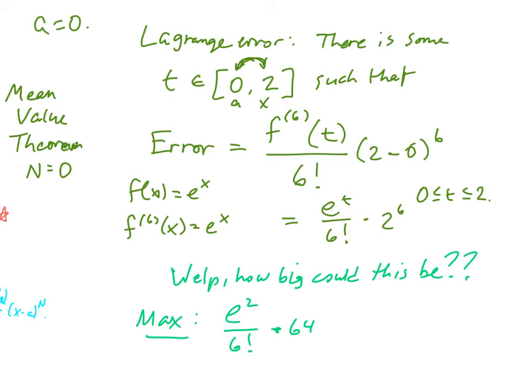Well, I recall from my previous knowledge that e is definitely less than 3, which means e squared would have to be something less than or equal to 9. I'm just going to say less than or equal to, because I'm going to use that to estimate what e squared at most would be.